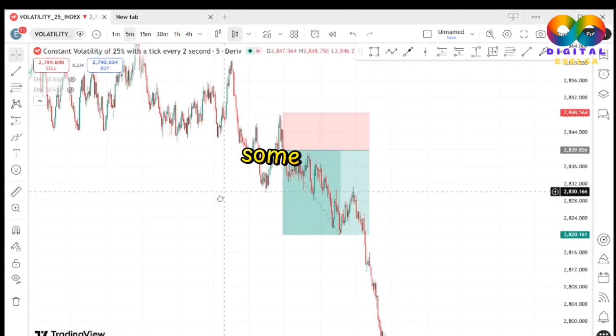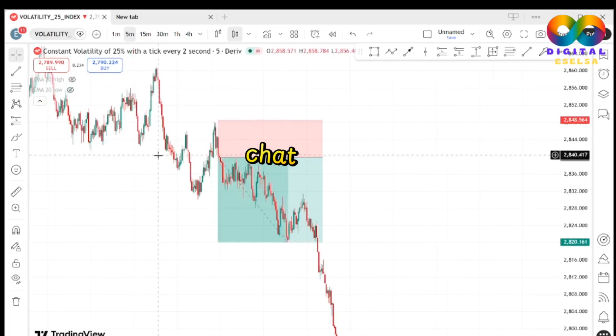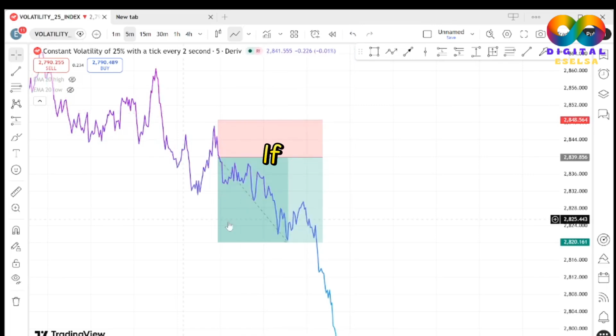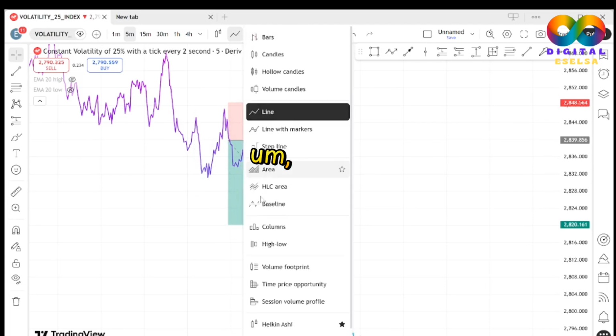I was having some discussion with some of my students, and I told them that if I open a chart like this, and you can mute yourself right now, and I come to these bars, you see here that when I click on this place, we have different charting methods. We have the hollow candles chart, we have the volume candle chart. We have the line chart. If I switch here now, you're going to see that this is the line chart. We have the column chart, we have the area chart.